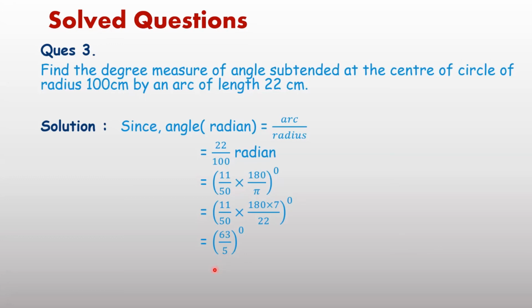63 upon 5, which you can write as 12, 5 twelves are 60, means 12 degree plus 3 upon 5 into 60 minute. Further simplify, you will get 12 degree and 36 minutes. In this pattern, if any word problem is given, you can solve it and convert in degree measurement or radian.